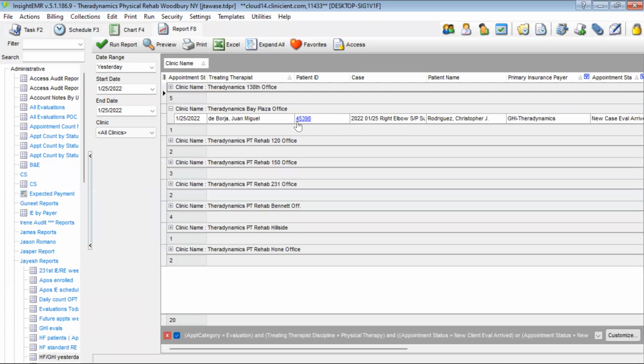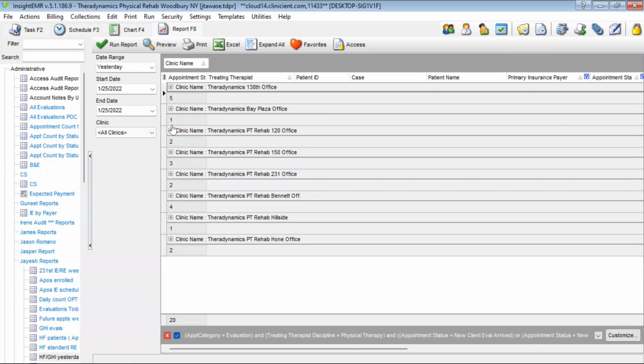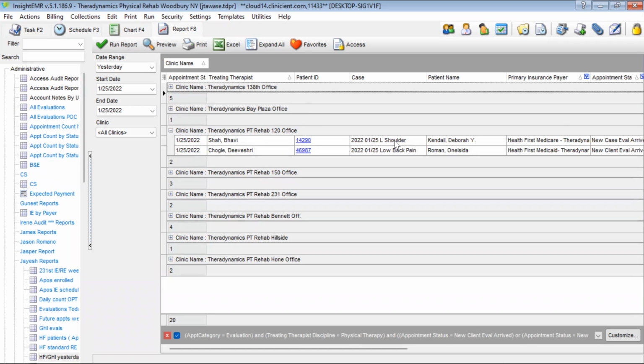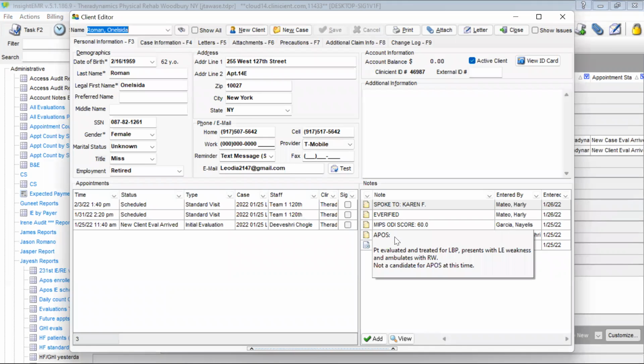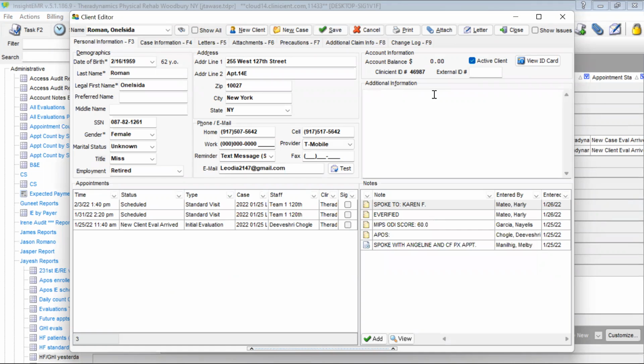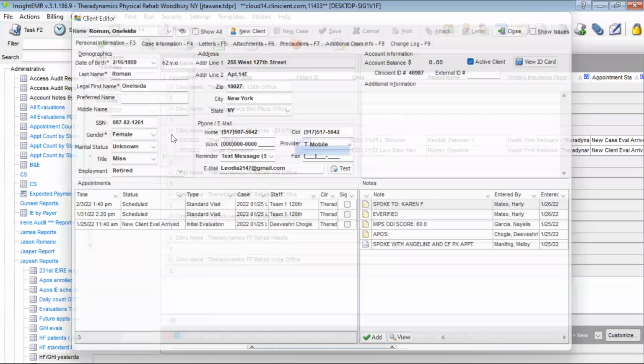Here, elbow pain. So the patient won't be checked for that. Next one, left shoulder. So I won't be checking. Low back pain. Click here. There's an Apos note. Patient evaluated and treated for low back. Presents with lower extremity weakness, ambulatory. Not a good candidate. So there has to be a note on whether the patient is a good candidate. If the patient is a good candidate, it should be written up here as Apos give to the therapist. If it's not a good candidate, there has to be a reason. As long as there's a reason, that's okay. We close it, we go to the next one.